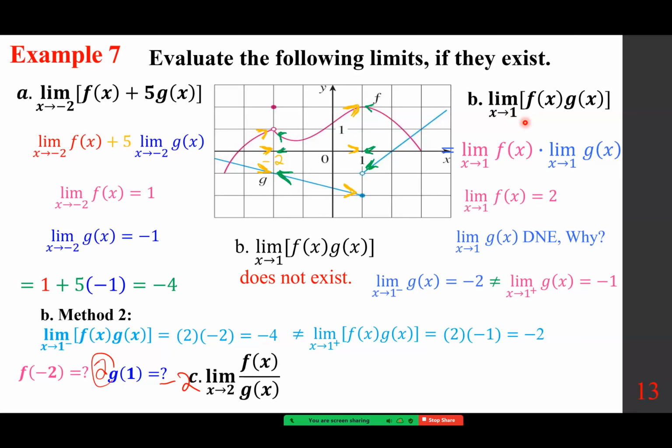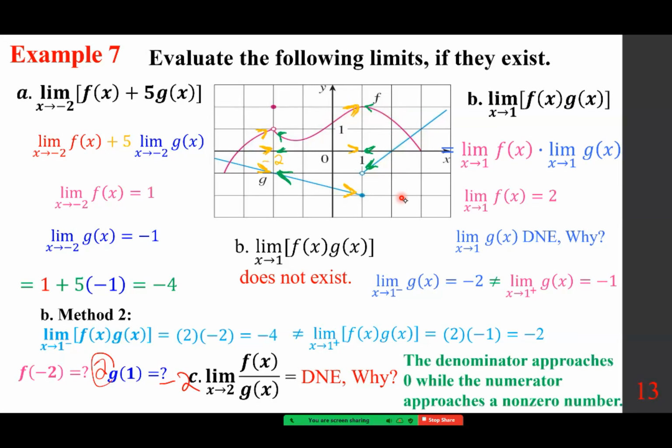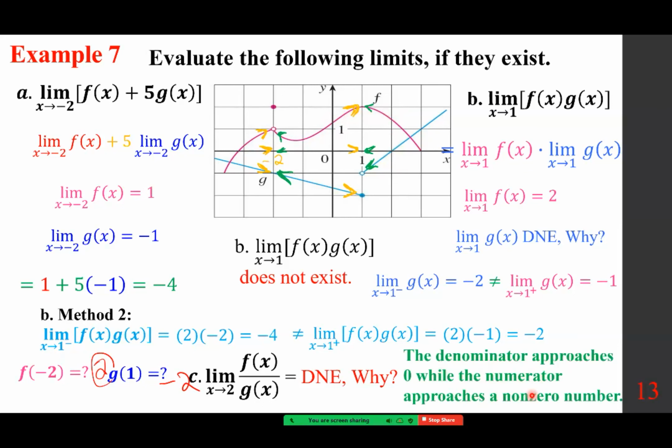Okay. Anybody can tell us what this is? It does not exist. Why is that? Because when you look at the f of x and x is approaching 2, for this one, the y coordinate here, whatever you read it, maybe 1.5. But for this one it is 0, and we are dividing by 0, that's why. The denominator approaches 0 while the numerator approaches a non-zero number, 1.5 or close to that, and therefore it doesn't exist.